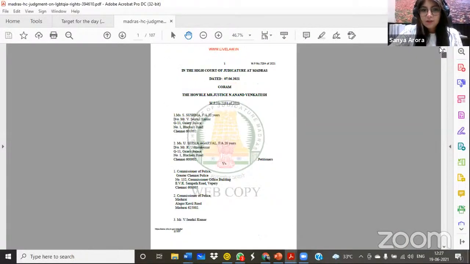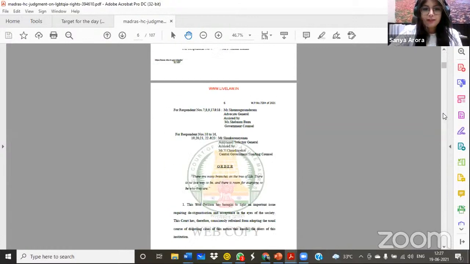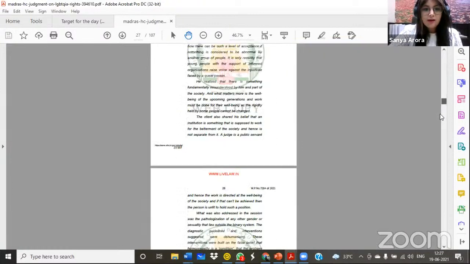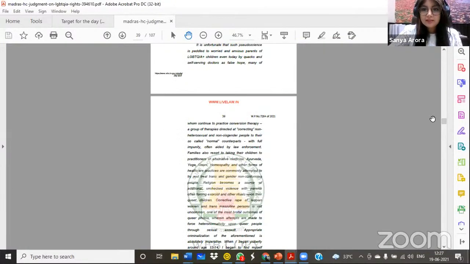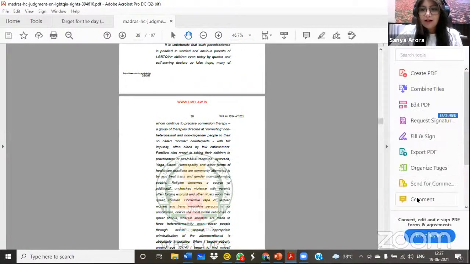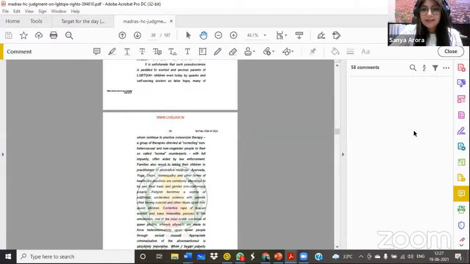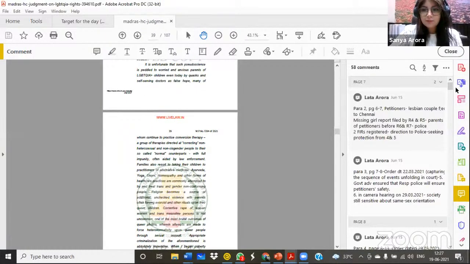Okay, thank you. So again, this was the order, guys, and I will not go through the entire thing again because Varshika has already done that. Now, I have highlighted some bits and pieces, but the way I read it for the first time is that I annotate. How do I annotate? I put comments of all the things that I think are important, and these are my comments.